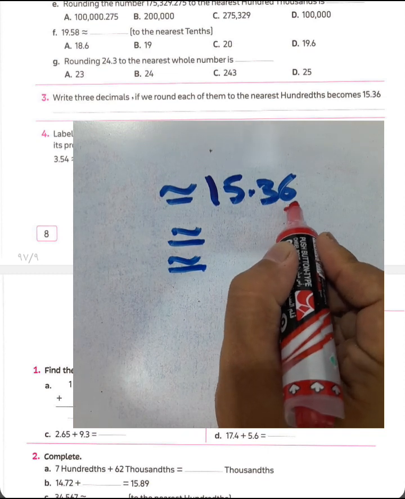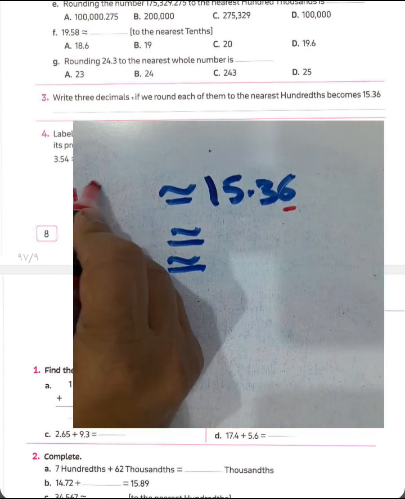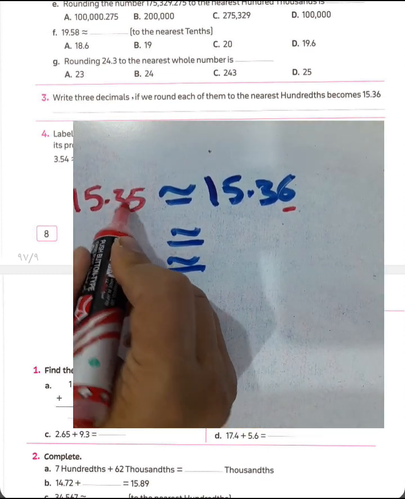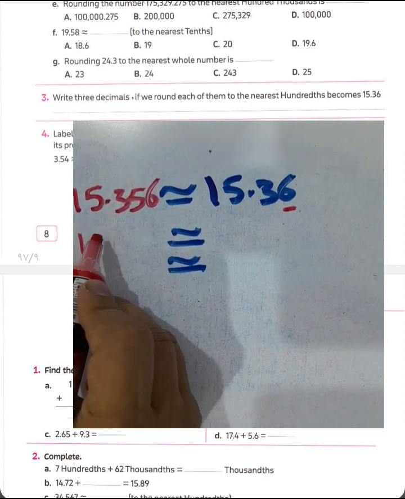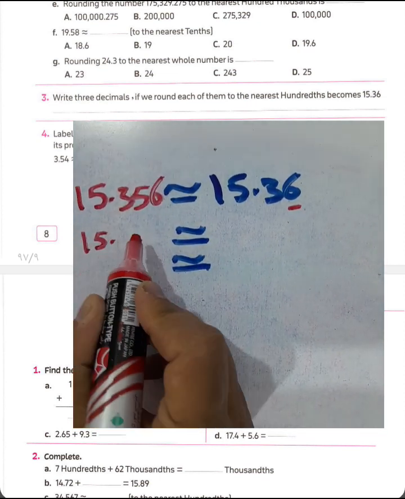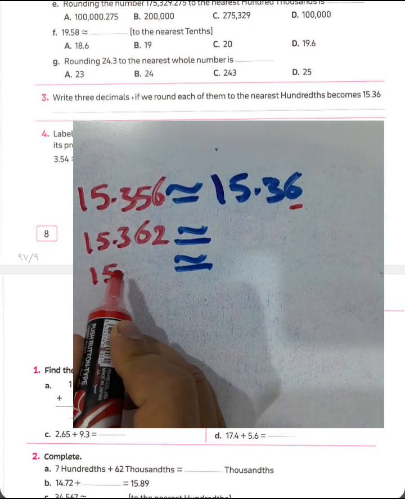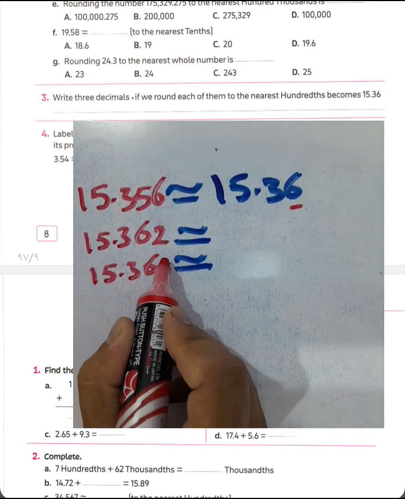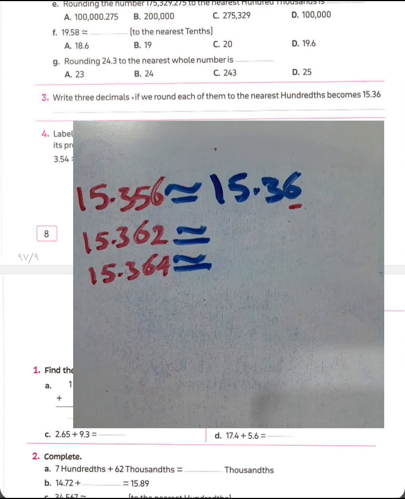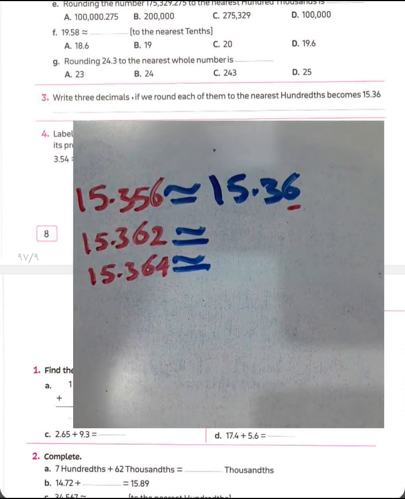Look here, 6 lies in the hundredths place. You can write 15.355 and 6, or 15.36 and 2, or 15.36 and 4. All the numbers here, approximated to the nearest hundredth, will be 15.36.